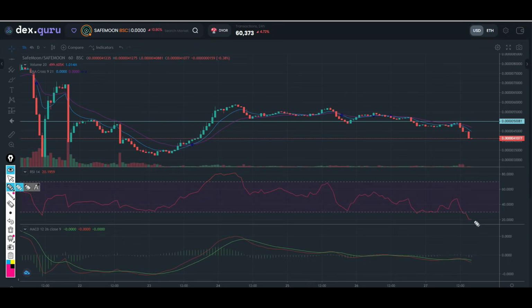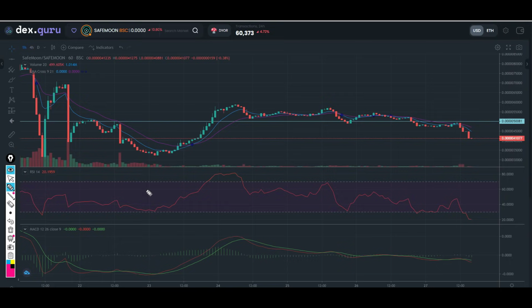Now apart from that, overall on the hourly chart, we are super oversold on the RSI. We've dipped down to 20, and the MACD has also dipped back into negative territory, indicating that the momentum could potentially shift in favor of the bulls.